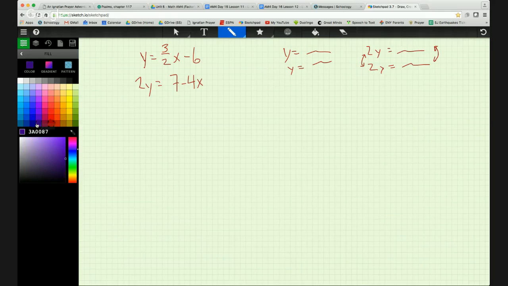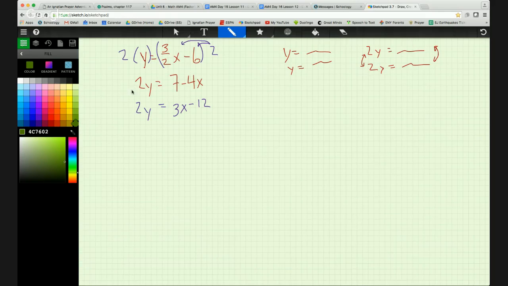And let's multiply both sides. What are you going to multiply everything by? Well, if I rewrite this first one by multiplying everything by 2 on the left and on the right, I can get that same thing happening. So we get 2y, and this is distribution. 2 times 3 halves x is 3x, canceling those 2's, and 2 times negative 6 is negative 12.